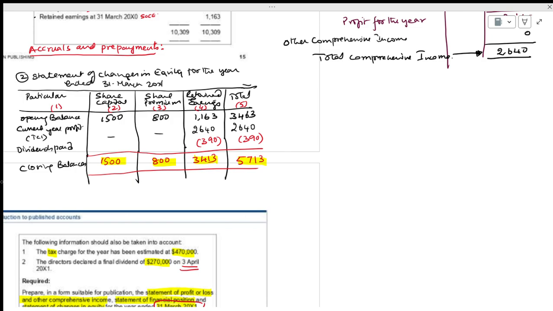Are you clear about this? Yes. Next. The point number 3, what is it? Write down here, okay? Note.